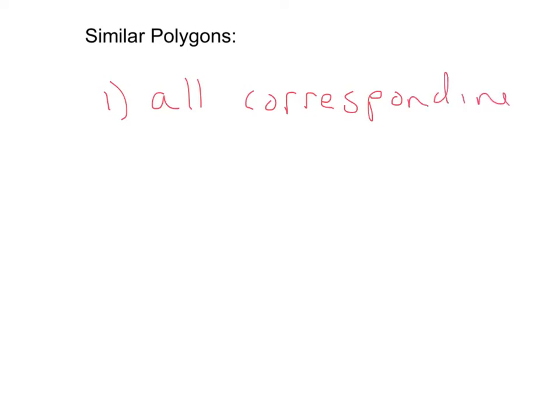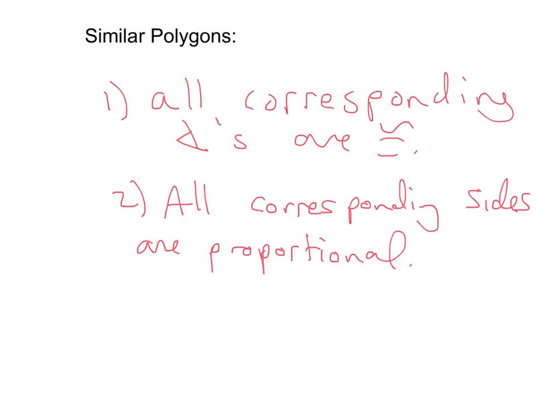The second one is that all corresponding sides are proportional. So if we are given two similar or proportional polygons, we can identify what the missing sides or angles will be, and also we'll be able to tell whether or not two polygons are similar.